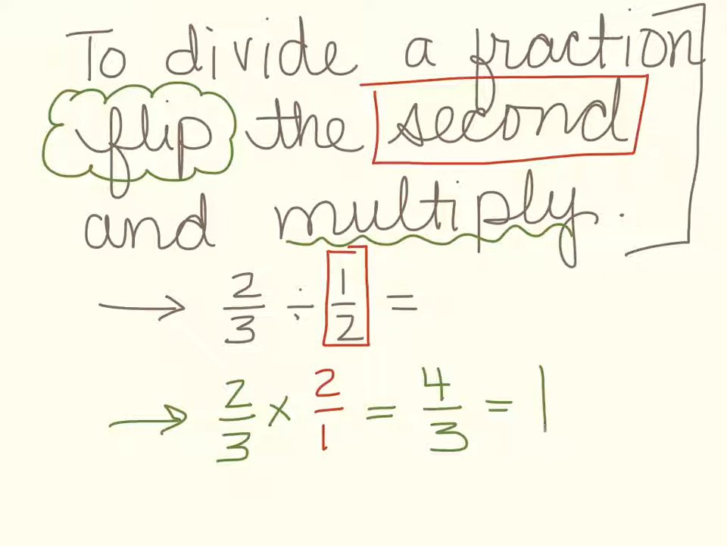which then I would convert. 3 goes into 4 one time with 1 left over. So to divide a fraction, flip the second, which is what I did right here. From here to here, I flipped my fraction, the second fraction, and then multiply. To divide a fraction, flip the second and multiply. Let's look at a couple more examples. That's really all there is to today's lesson, is remembering to divide a fraction, flip the second, and multiply.